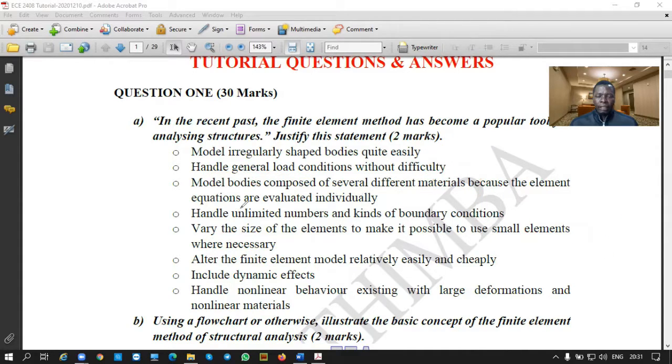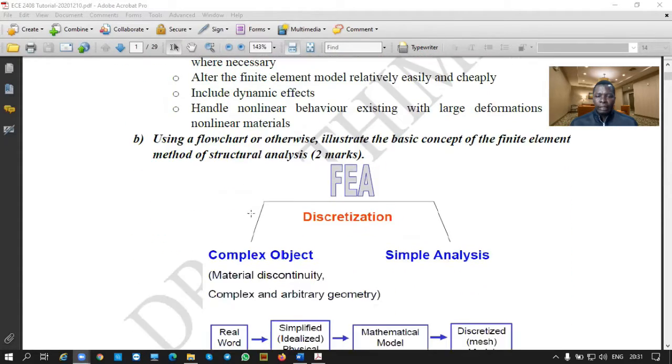Then the second question was, using a flowchart, illustrate the basic concept of the finite element method of structural analysis. So you are to use a flowchart. This is just a typical example. This is basic, this is a flowchart. We want to illustrate the concept of finite element. We wanted to see you describing how, from a complex object, you move to simplify the analysis, because the finite element method of analysis is basically a set of simple algebraic simultaneous equations. So how do we do this?